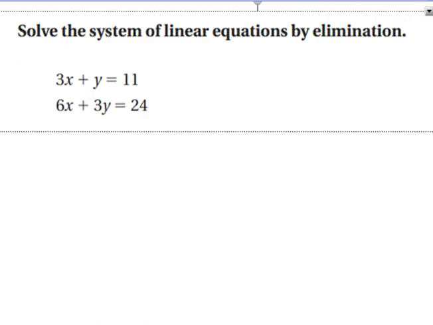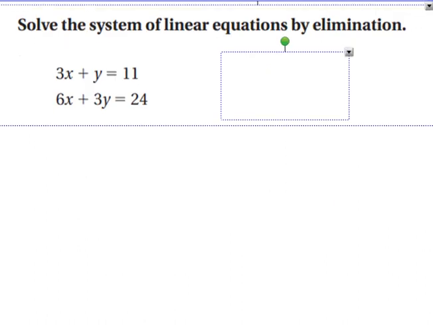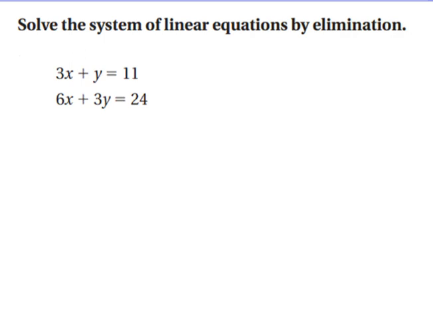Okay, next problem. This one is kind of similar in the sense that it doesn't have coefficients that are going to cancel each other out, but I can do that. So I can either multiply by -2 to turn that into -6x, or I could multiply by -3 to get the y term to cancel out. Both of those methods will work. Since 2 is a smaller number, I'm going to choose to multiply the first equation by -2.